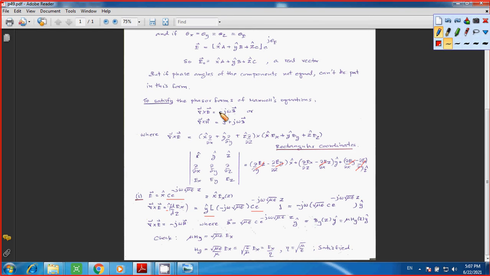Now you can see that from the Maxwell equation, curl E equal to negative j omega B. So you already have a negative j omega here. This means that if it satisfies the Maxwell equation, this term has to be the magnetic flux density B, which is equal to square root mu epsilon C exponential negative j omega square root mu epsilon z, in the unit vector y direction, and that becomes By, right? That depends on z, or B equal to mu H.